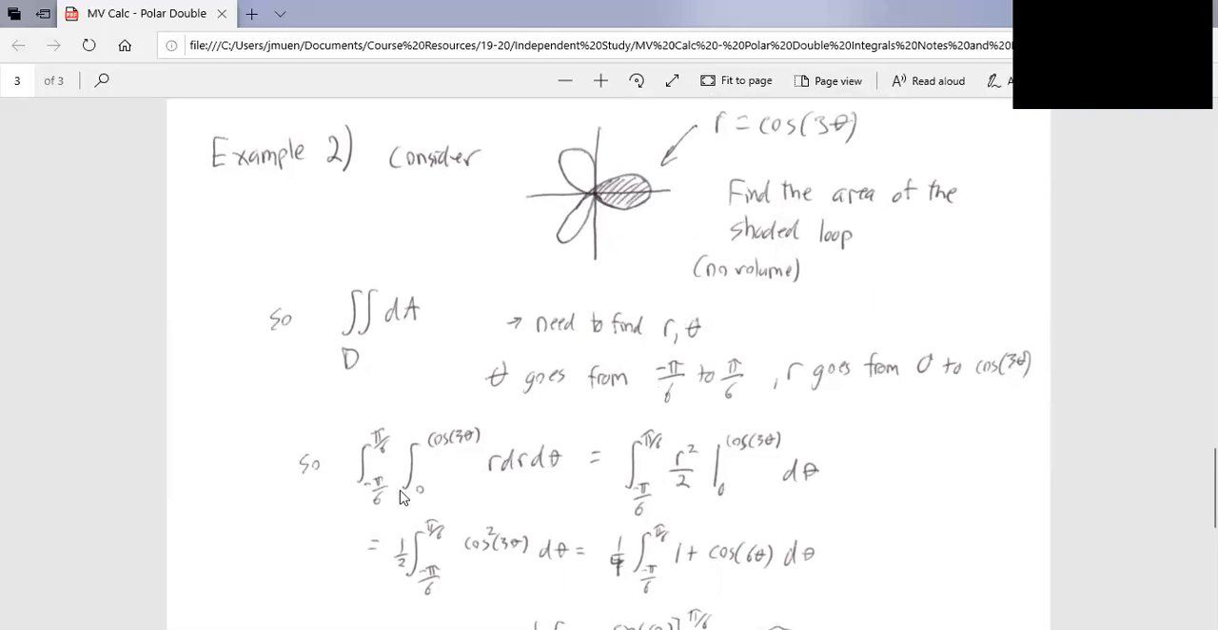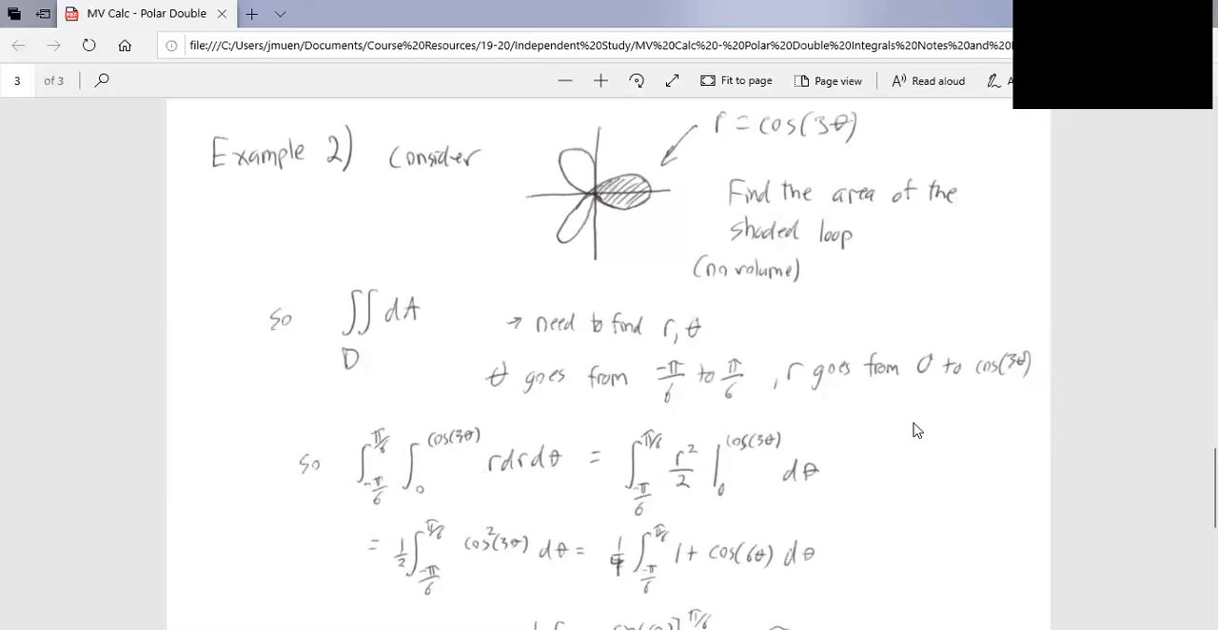So we end up with the double integral: negative pi over 6 to pi over 6 with respect to theta, 0 to cosine of 3 theta with respect to r, and the integrand itself is just r dr d theta. So here, integrate with respect to r first.